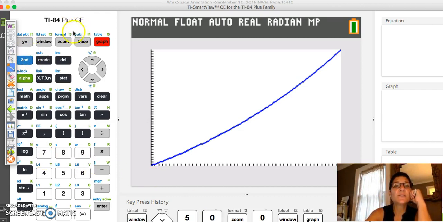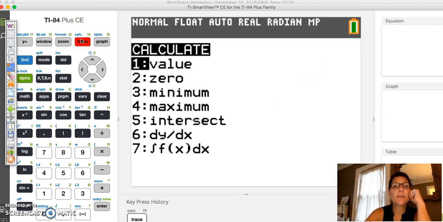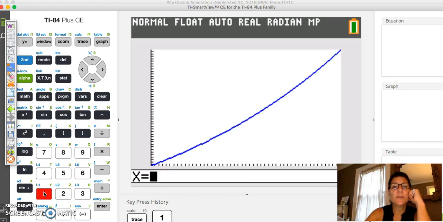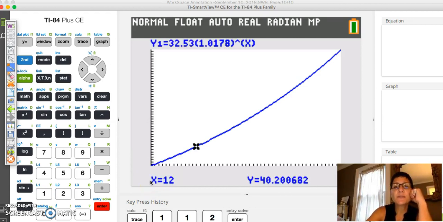So up in here, you'll see right there, it says calculate. If I do second calculate, number one gives me the option of a value. Down here, it's prompting you to plug in a value for X. I'm going to say 12 years. If I plug in my 12 years, it tells me right here that my population in 2018, which is 12 years later, is going to be 40.2 million people. So that would be the answer to that particular question.